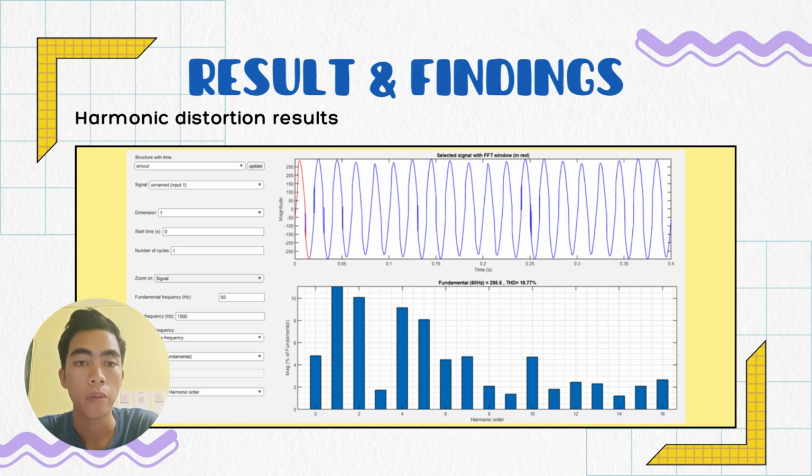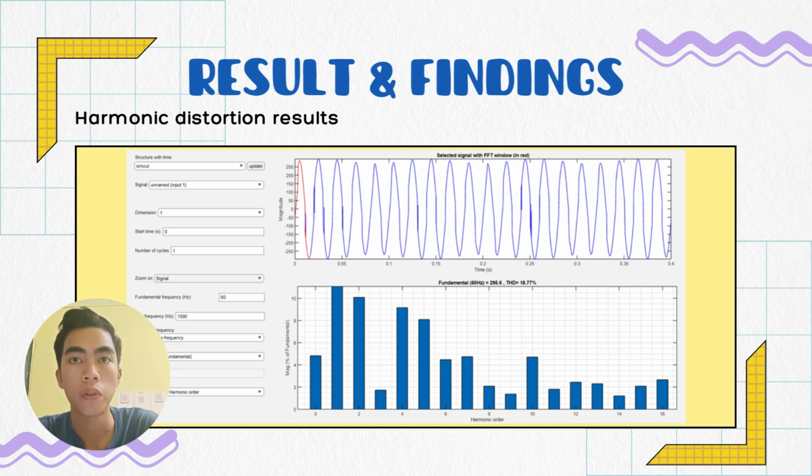Harmonics are present because the waveform looks to be a somewhat distorted sinusoidal signal. The result of the FFT analysis is plotted at the bottom, displaying the signal's harmonic spectrum. The x-axis represents the harmonic order, which is a multiple of the fundamental frequency of 60 Hz, and the y-axis shows the magnitude of each harmonic as a percentage of the fundamental frequency magnitude.